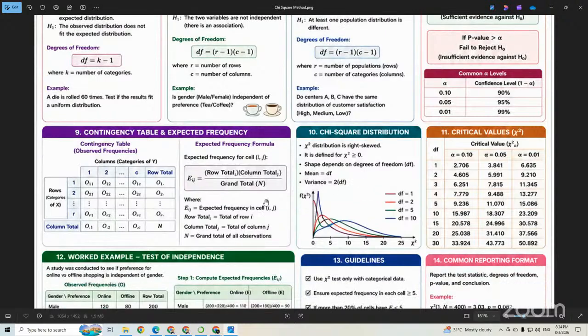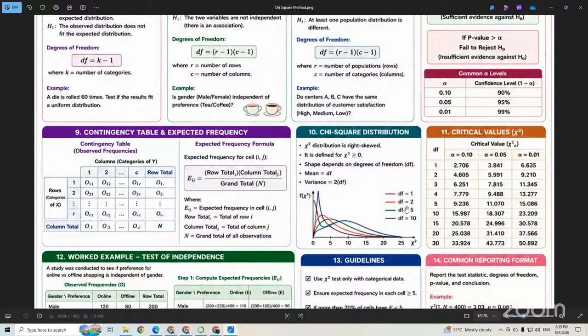And we can also have the contingency table, the observed frequency. Just like you can see here, these are the row categories of X on the top, and here we have the column categories of Y. Okay, so this is the table. The expected frequency table, you can see here E_ij equals row total i times column total j upon grand total. All the parameters used in the formula are described here. Please go through it. Okay, so this is the chi-square distribution.